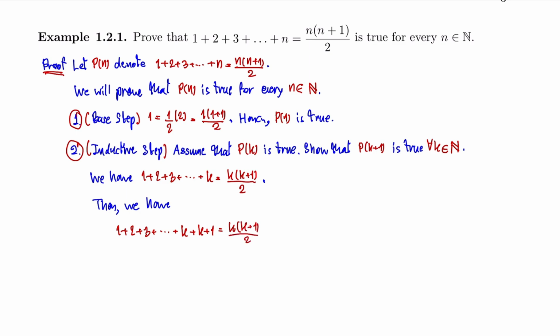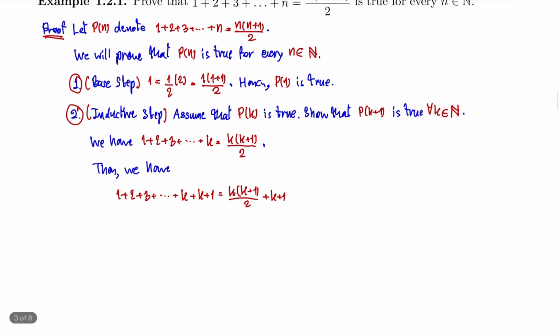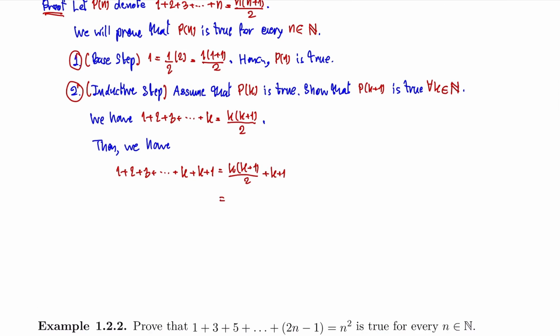This is the sum of 1, 2, 3 all the way to k, which is k times k plus 1 over 2, plus k plus 1. And then it turns out to be k times k plus 1 plus 2 times k plus 1, over 2. And we can factorize k plus 1. So what do we have?